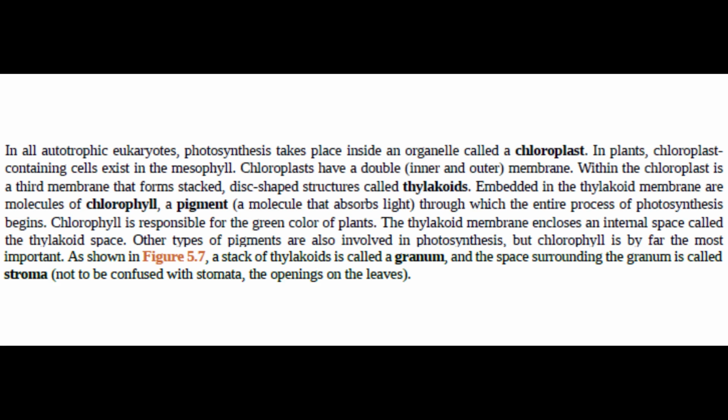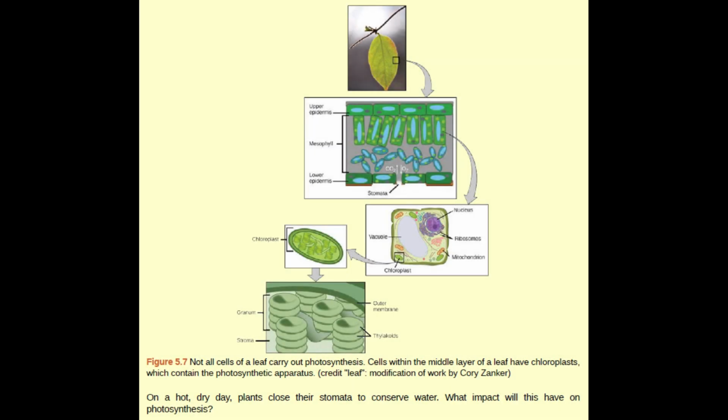As shown in Figure 5.7, a stack of thylakoids is called a granum, and the space surrounding the granum is called stroma, not to be confused with stomata, the openings of the leaves. Figure 5.7. Not all cells of a leaf carry out photosynthesis. Cells within the middle layer of a leaf have chloroplasts, which contain the photosynthetic apparatus.